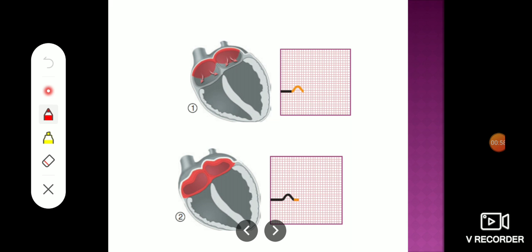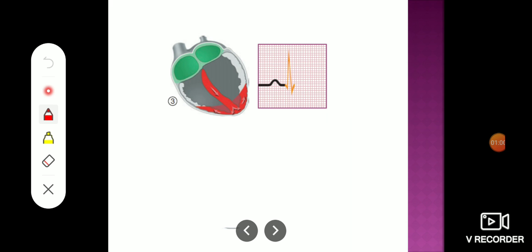After that, the impulse will spread to the ventricles through the AV node and bundle of His, and there is depolarization. As we remember, it goes to the interventricular septum, then to the whole ventricle, and finally the last part of the heart. So like this, three waves are formed: P, Q, R. P is due to atrial depolarization, and the QRS complex is due to ventricular depolarization.